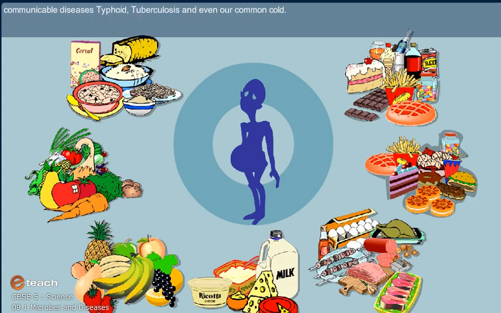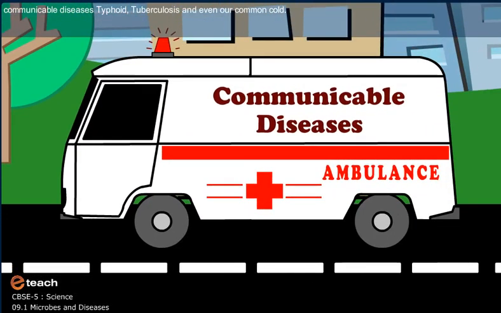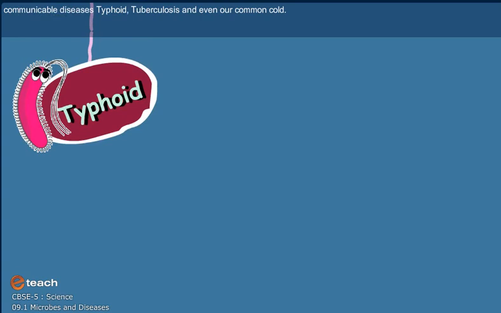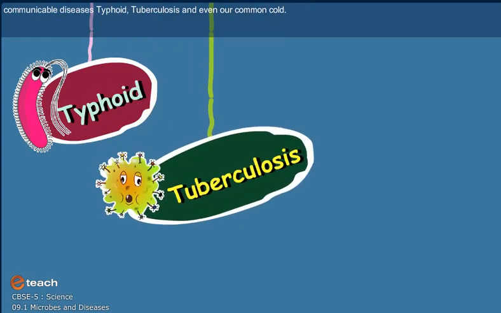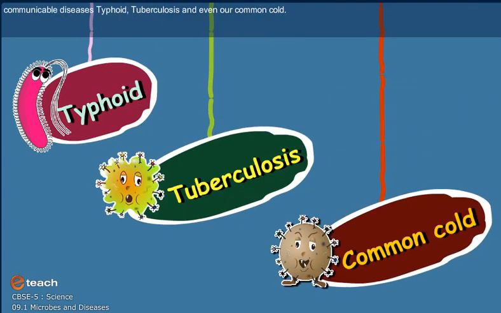But diseases that can be passed on from a sick person to a healthy person are communicable diseases. Some communicable diseases are typhoid, tuberculosis, and even our common cold.